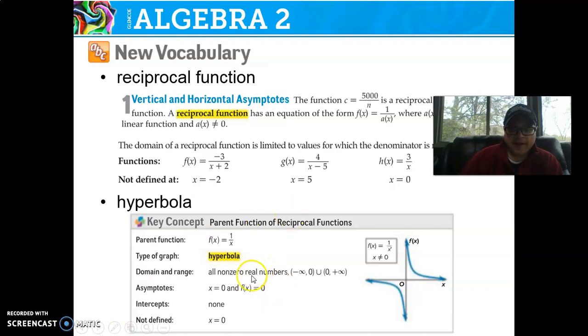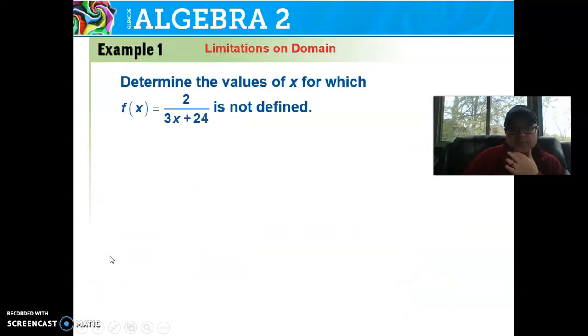Also, domain and range is all real numbers except for 0. You could just say the domain is x can't equal 0 and the range is y can't equal 0.